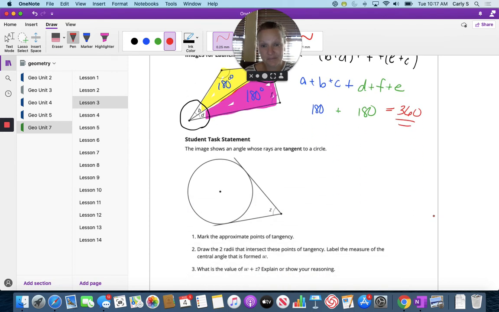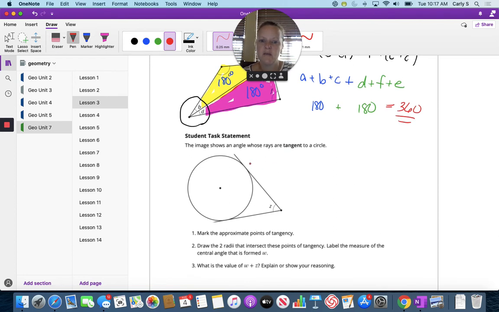All right, so let's look at this. The image shows an angle whose rays are tangent to a circle. Mark the approximate points of tangency. Okay, right there and right there. Draw the two radii that intersect the points of tangency. Oh, almost. Let's try one more time. That's better.